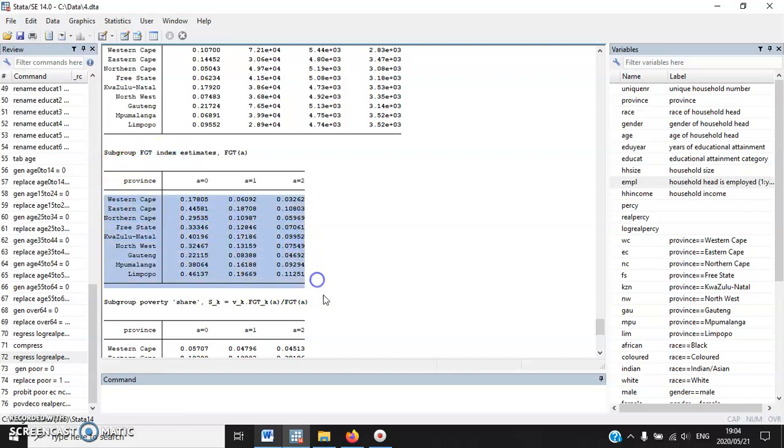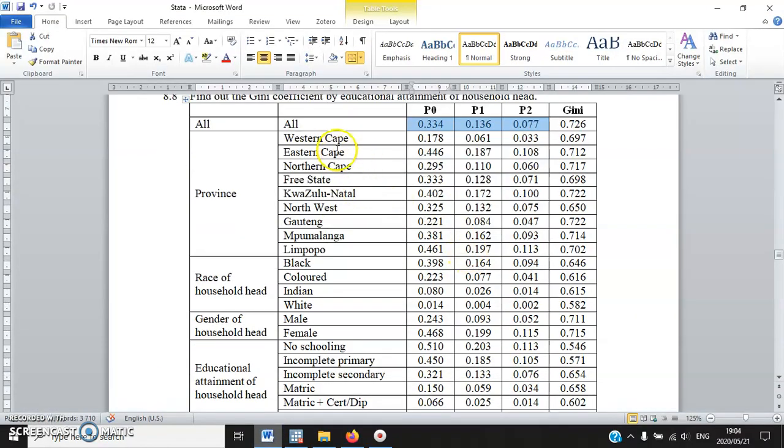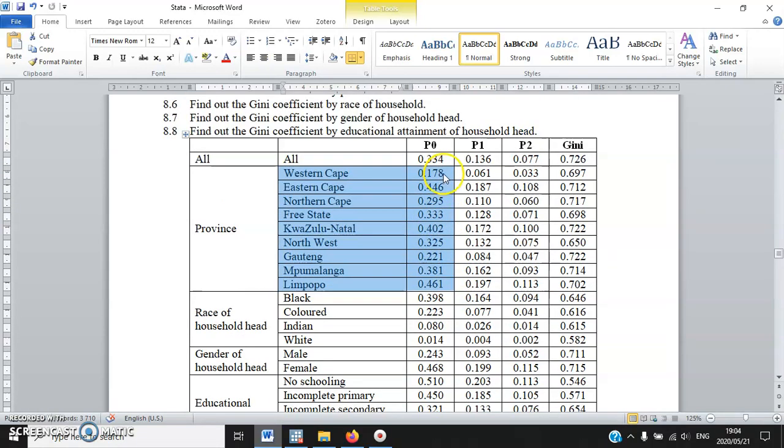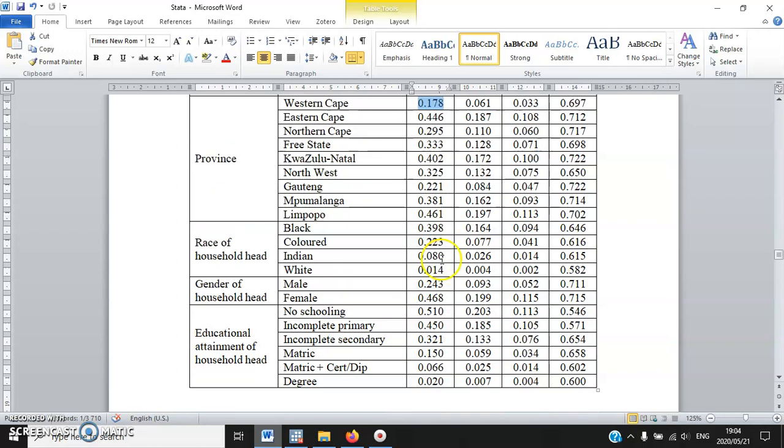So these are the answers. What I did was just copy and paste to Microsoft Word. So let's focus on P0, the poverty headcount ratio. It is the smallest in Western Cape. Okay. So it means only 18% of the Western Cape residents are poor.